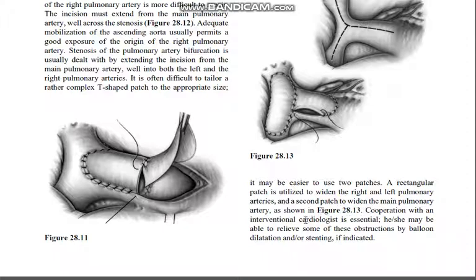Cooperation with an interventional cardiologist is essential. He or she may be able to relieve some of these obstructions by balloon dilatation or stenting if indicated.